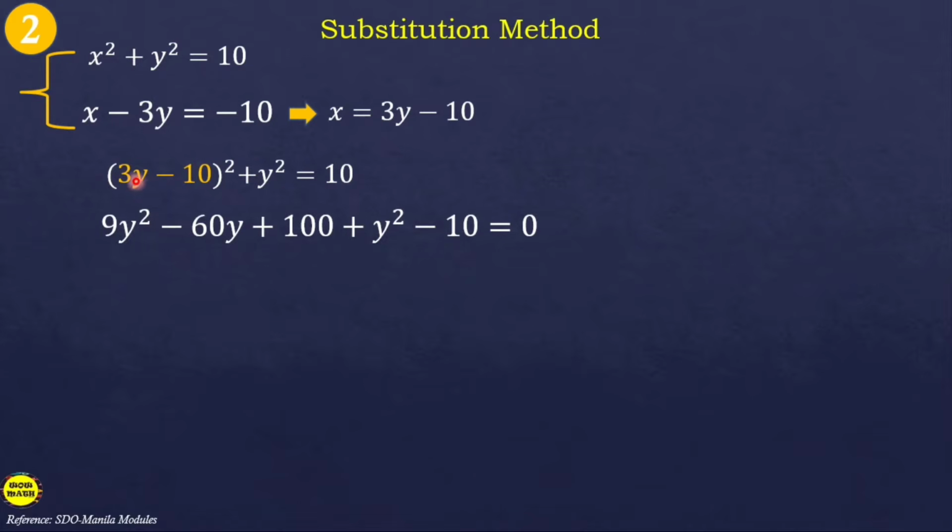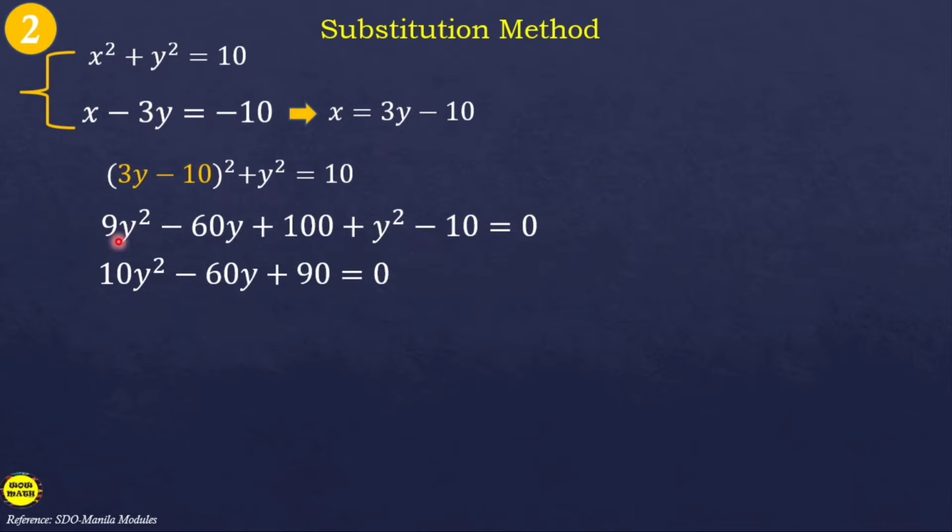So 3y times 3y, that is 9y squared. 3y times negative 10, that is negative 30y times 2, negative 60y. Negative 10 times negative 10, that is positive 100, plus y squared. And then yung 10 dito, lipat na natin dito sa kabilang side, sa left side natin.